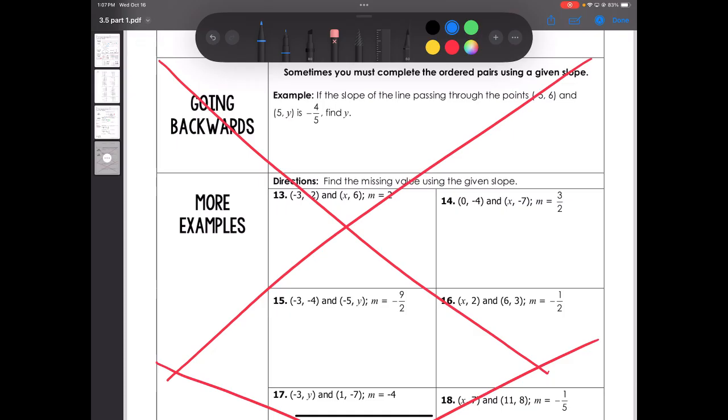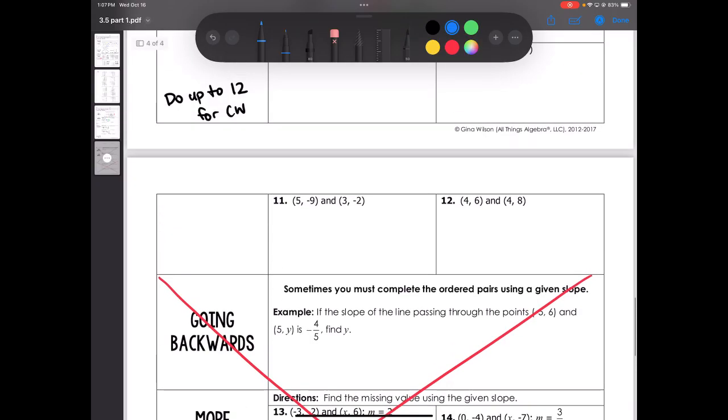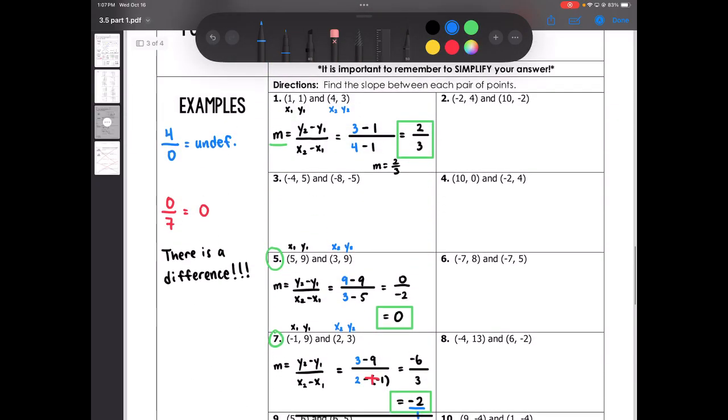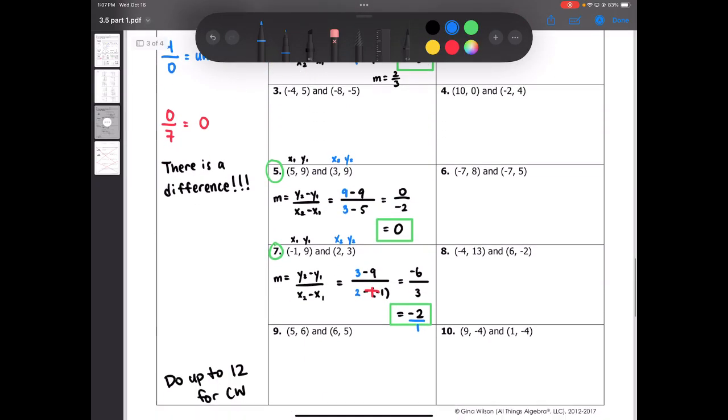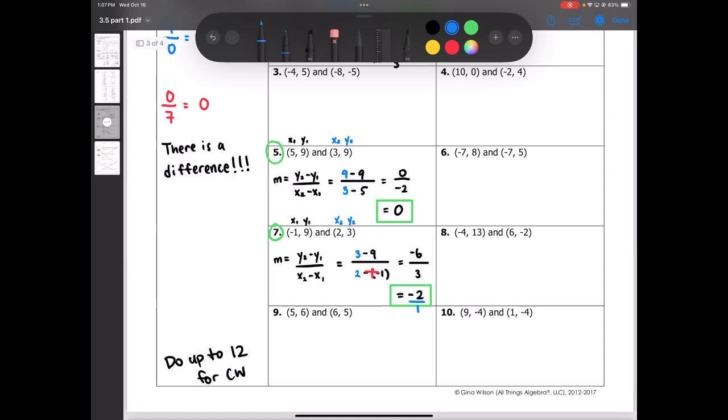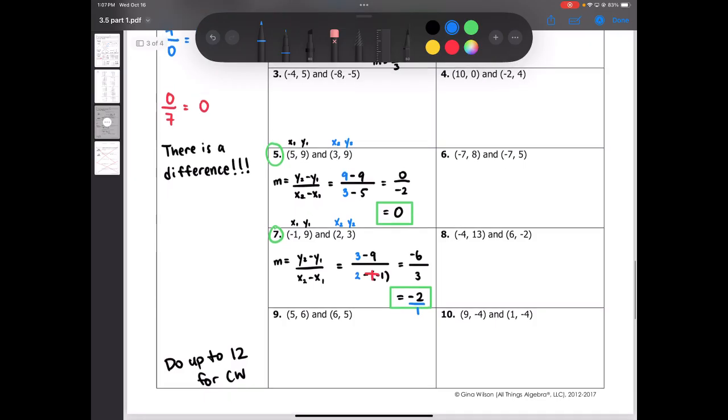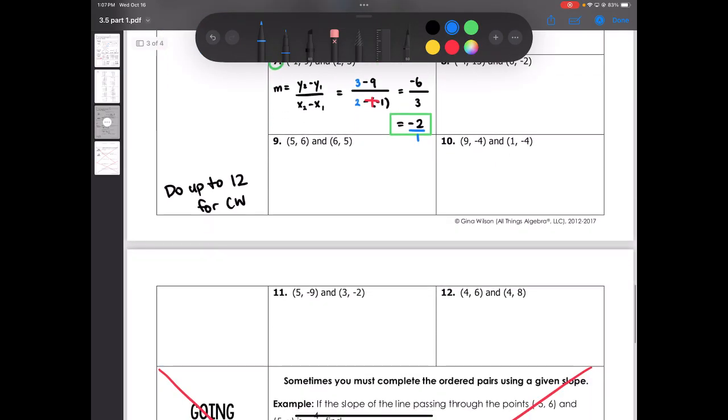All right, classwork for today is finish it up to 12. Yes? Okay, so finish up to 12. That is it for today.